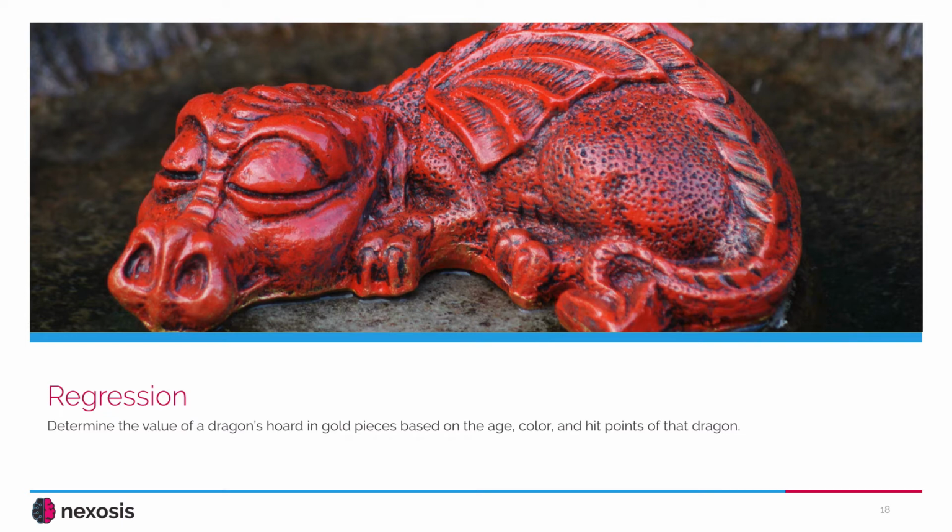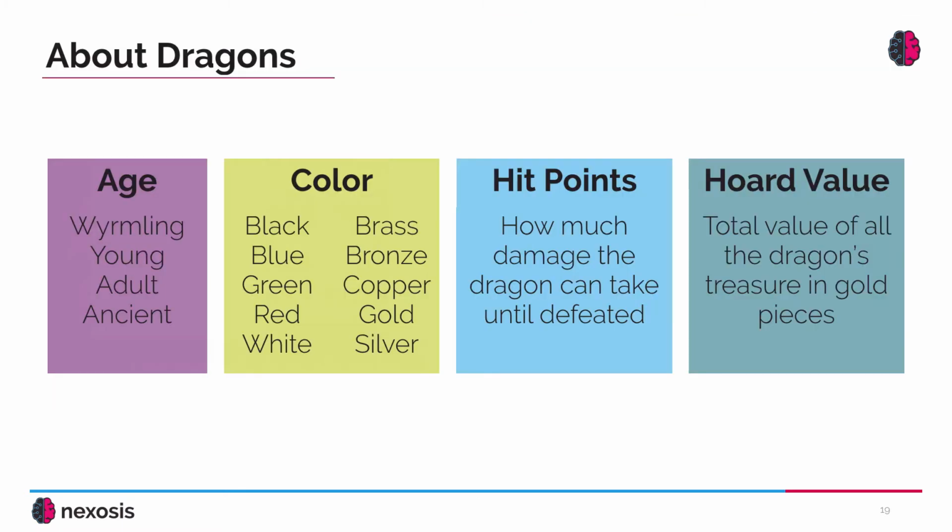So that's a great example of a regression problem. I'm trying to predict a numeric value off of a bunch of examples. In this case, I would have a bunch of example dragons, and then I would predict a feature of those dragons. So a little bit about dragons.